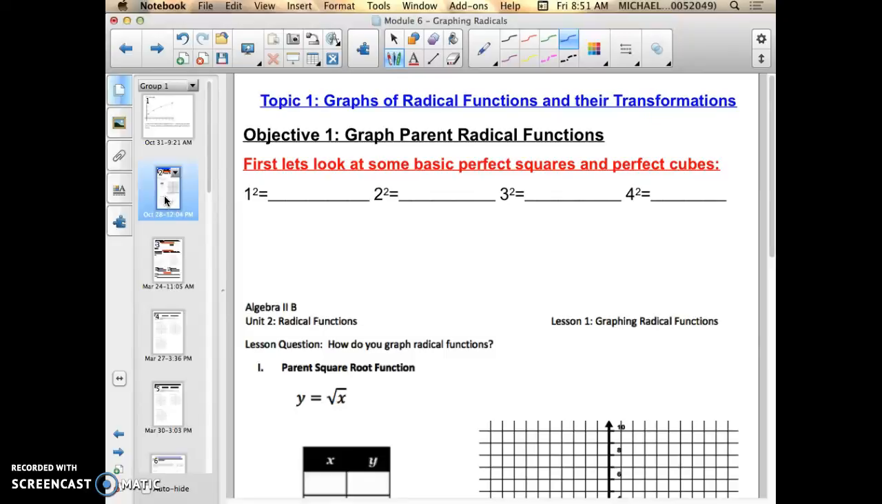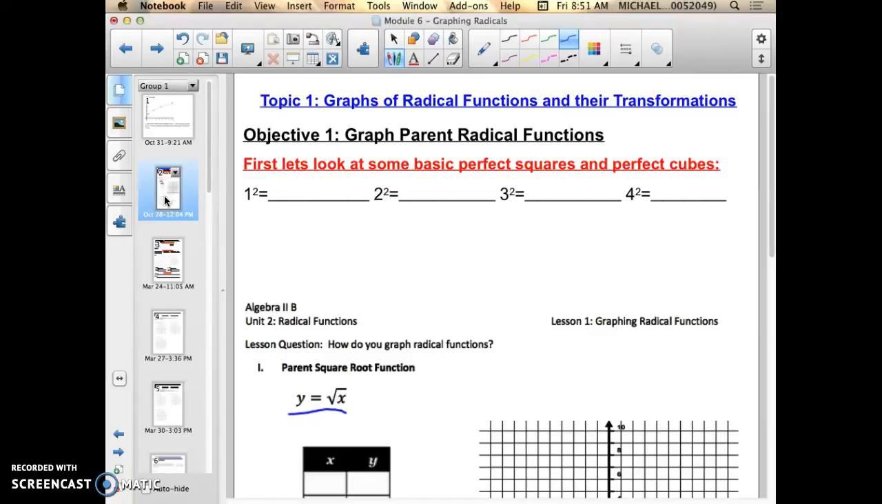So to begin this video, let's look at some basic perfect squares. And we're not going to look at perfect cubes, just perfect squares for now. Because the perfect squares are important for this, because we're going to be looking at the square root of an input. The first parent function is y equals the square root of x. So I want to find numbers that if you take the square root of them, it'll give you a whole number for an output. So let's talk just briefly.